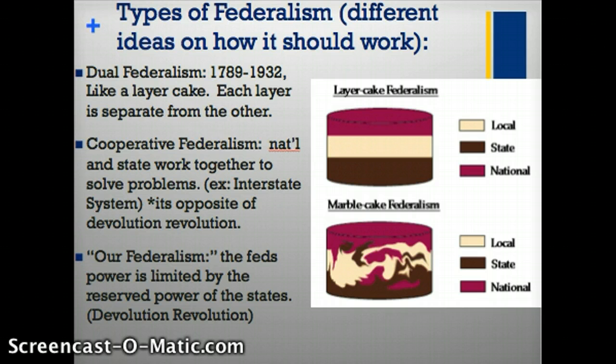Pretty clearly, in the first half of our history as a nation, we had a dual federalism. Dual federalism means that each level of government, the state and the federal government, had very clear, distinct powers. Each level or layer, you could clearly identify what the federal government is responsible for doing and what the states are responsible for doing.